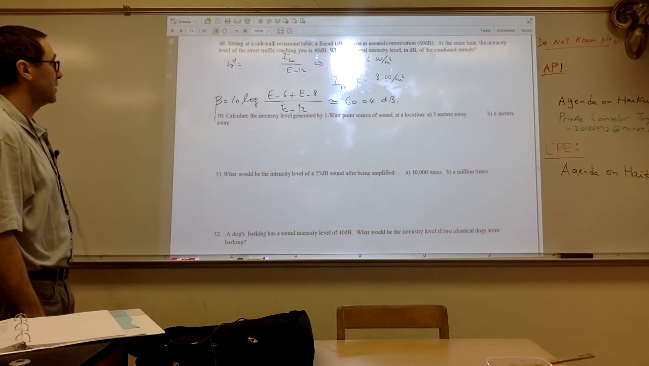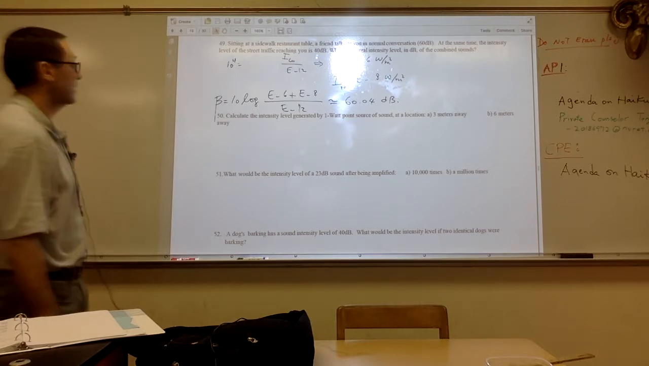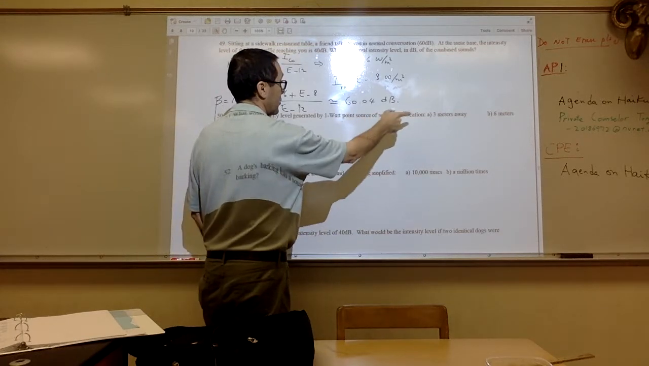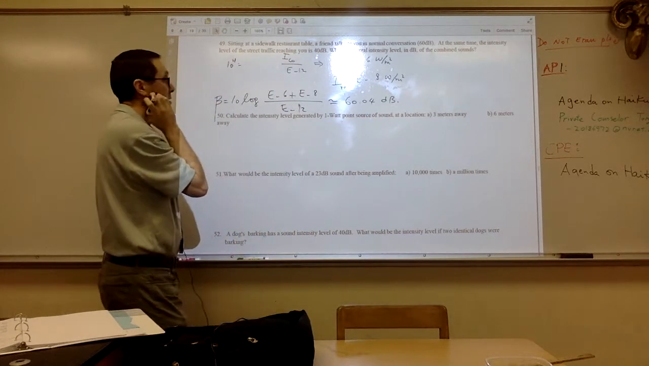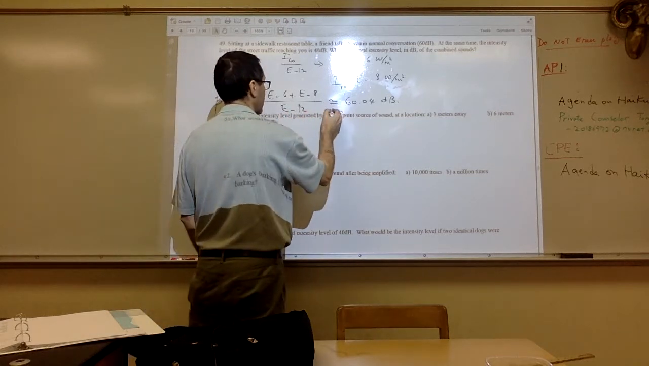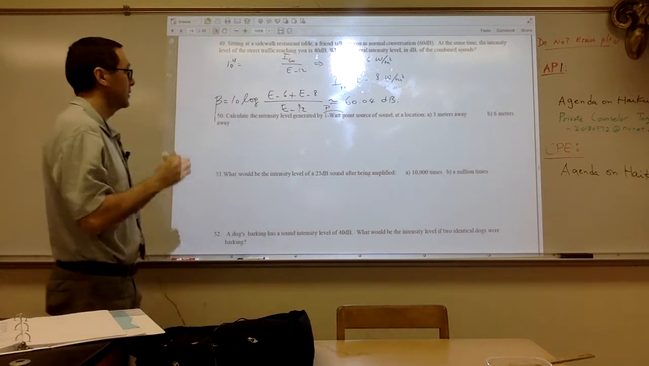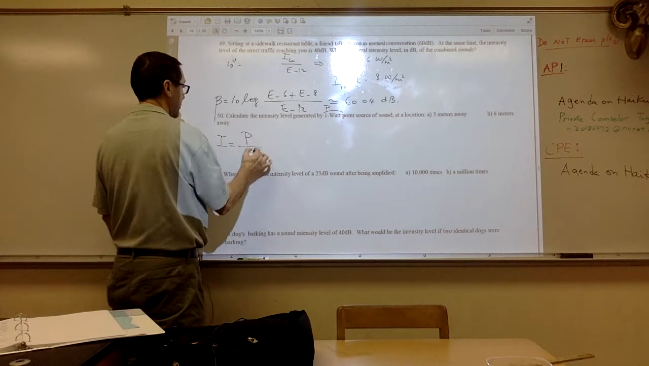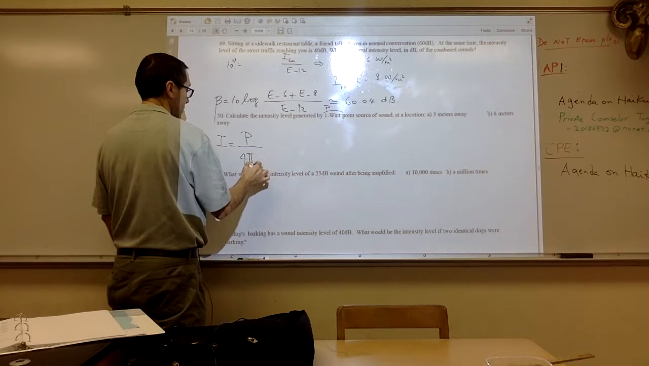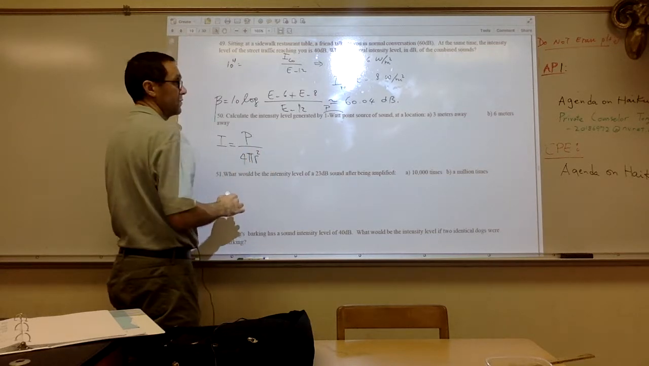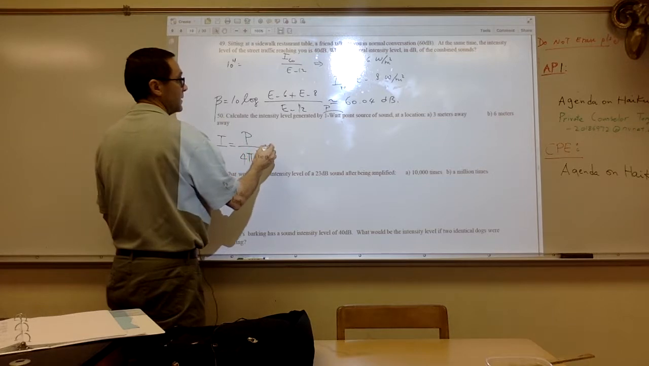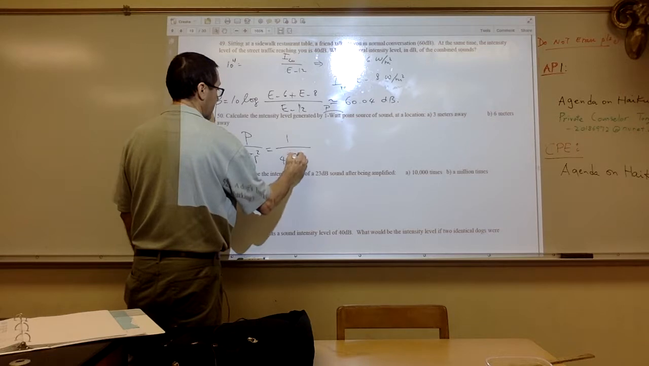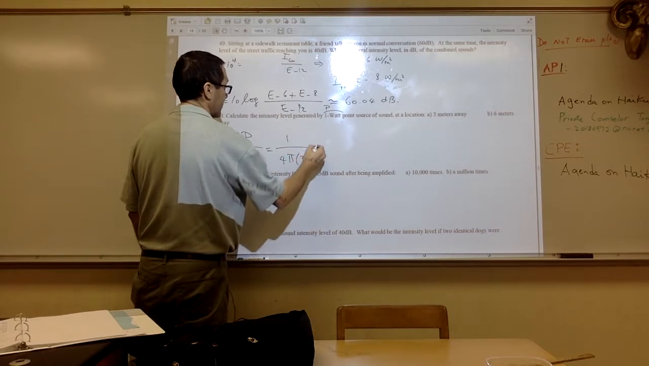All right, 50. Calculate the intensity level generated by a 1 watt point source of sound at a location 3 meters away and 6 meters away. So this is your power. Okay? All right, so we're going to say I is power over surface area, which is 4 pi r squared. That's the surface area of a sphere. Okay, so this is going to be 1 over 4 pi times 3 squared.